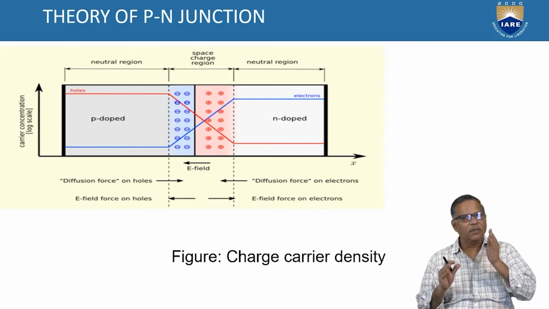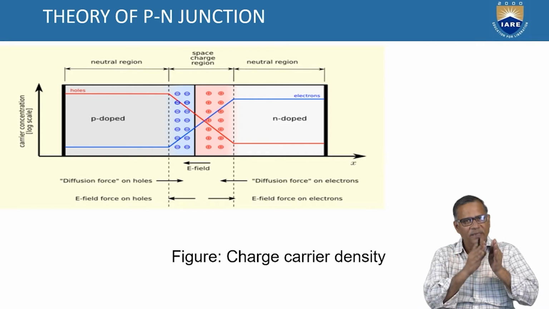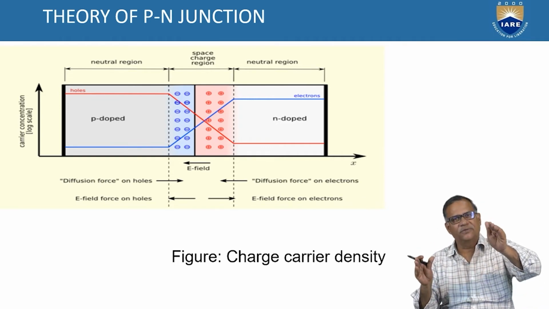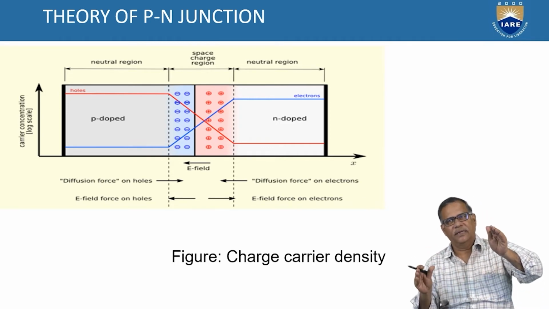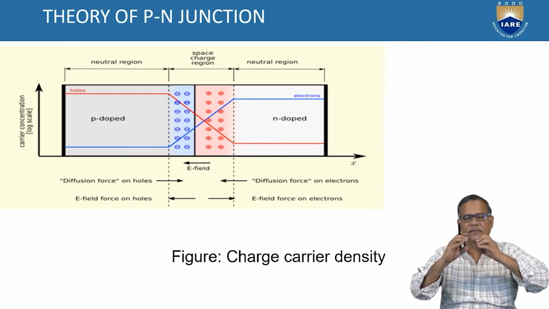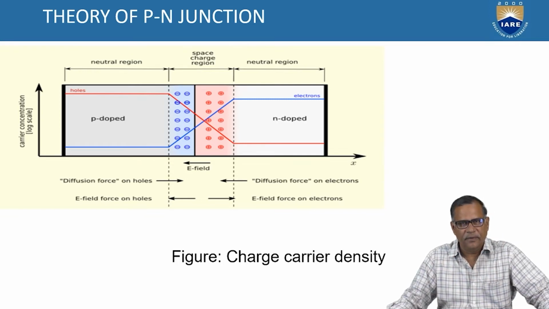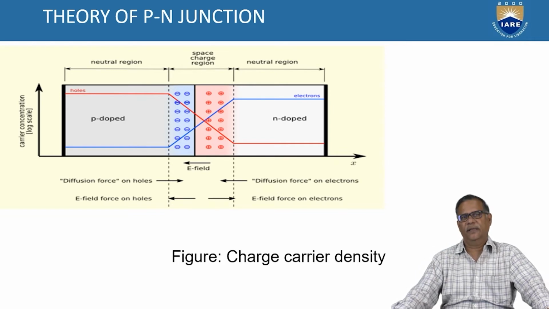The hole concentration decreases as you go from the p side to the n side. In the p side it is maximum, and in the n side it is minimum. So initially, when p and n type materials are brought together, what happens? You are going to have a large flow of current because of non-uniform distribution of charge carriers.